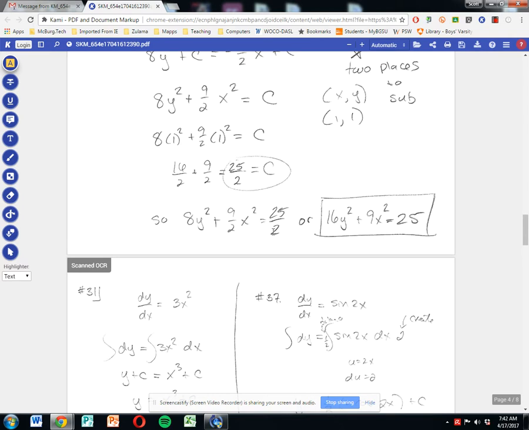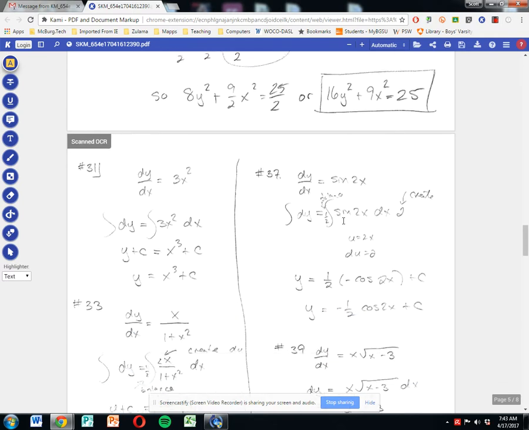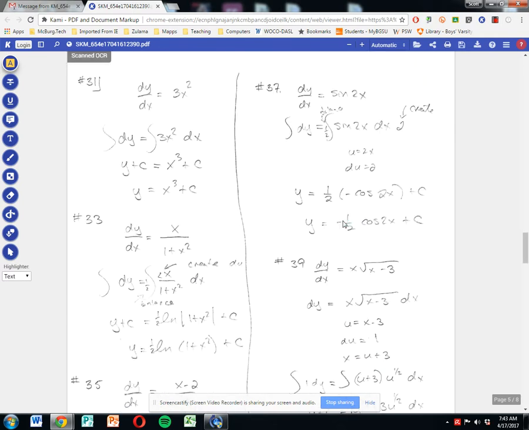I looked in the back of the book, and what they actually had done was multiply through by 2 all the way through, and that doesn't change the equation. It's just a scalar multiple. So it looks something like 16y squared plus 9x squared is equal to 25. Here are some of the problems that we'll be doing on Tuesday.